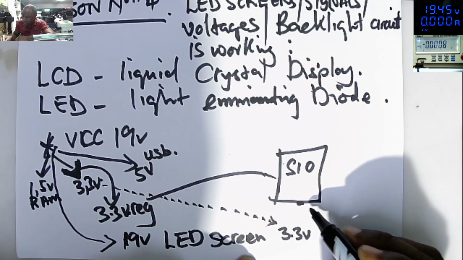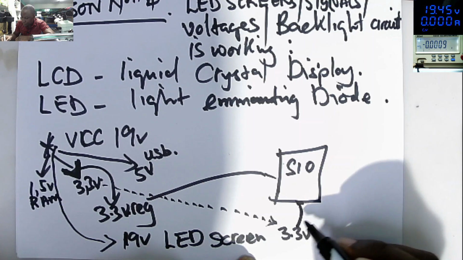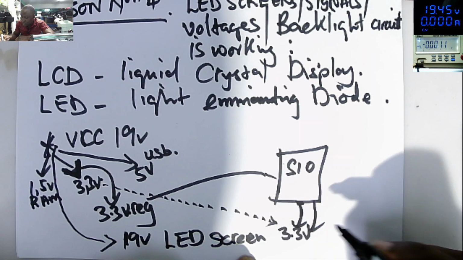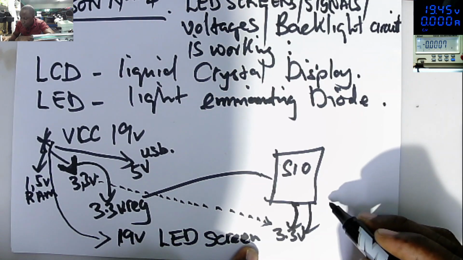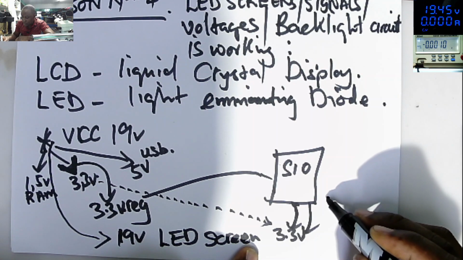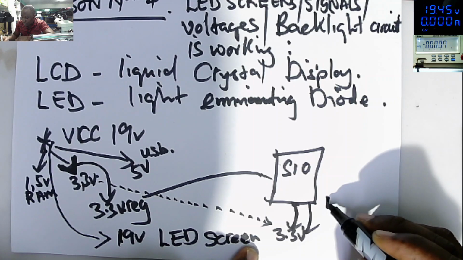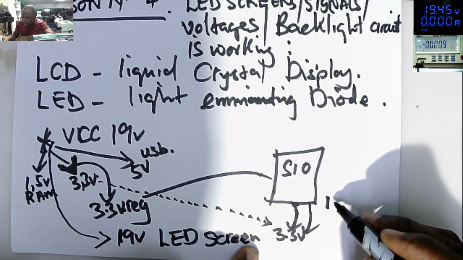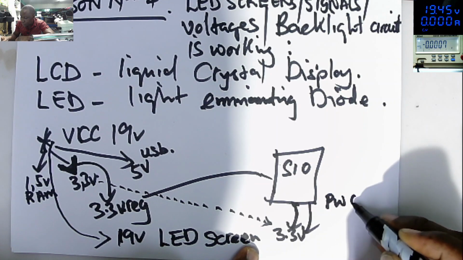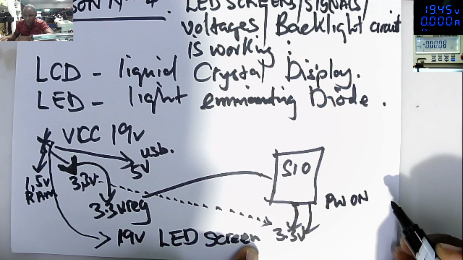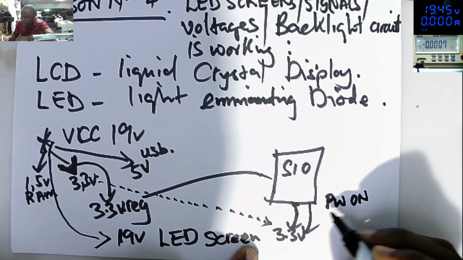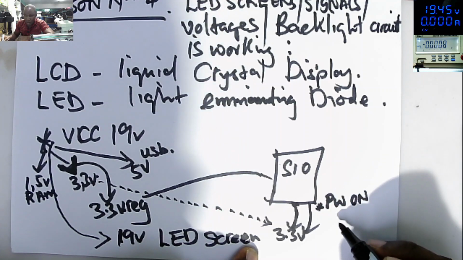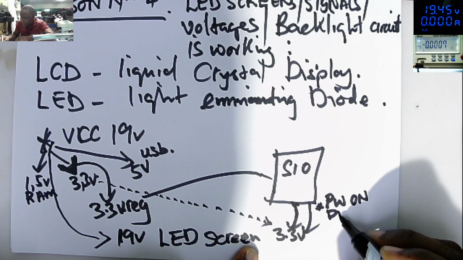And here, those are the 2 signals. The other one, you will find a different writing here. PW on, or it can be PWM.